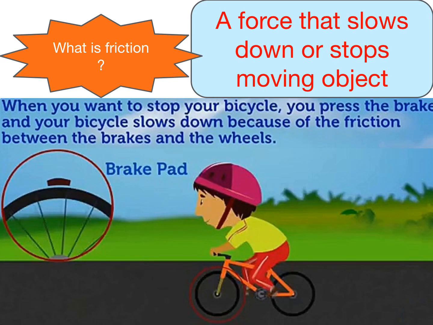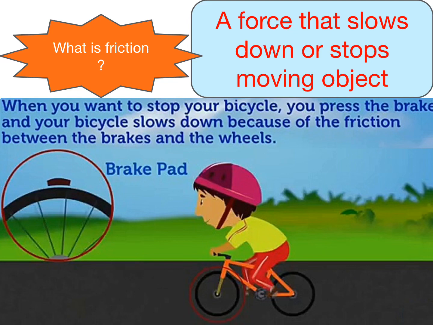Moving on to friction. What is friction? Friction is a force that slows down moving objects or stops them from moving. So the force of friction takes place when two objects rub together.